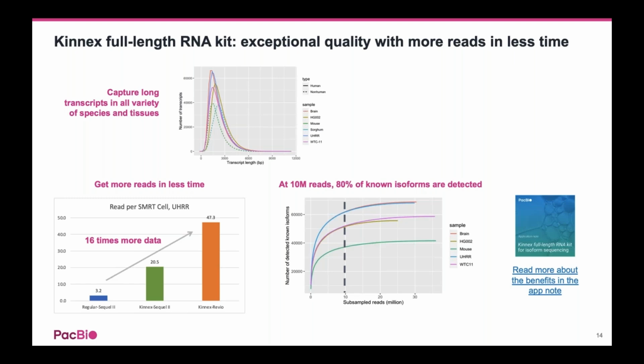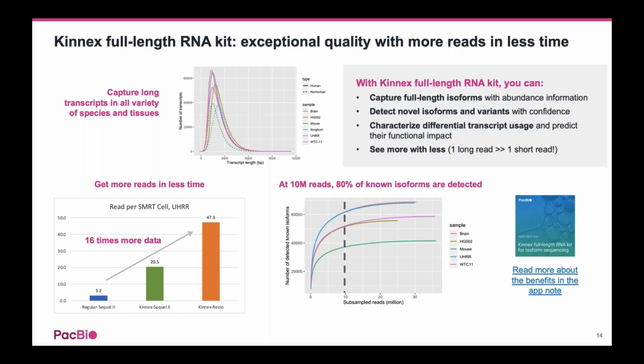Finally, with the increase in reads, we are starting to saturate known isoform detection. In the other graph, we're showing that roughly 80% of known isoforms can be detected with just 10 million reads across different samples. And this is the expected throughput if you are multiplexing 4 samples on a Revio SMRT Cell. So this increase in throughput allows you to capture isoform abundance, detect novel variants, and characterize differential transcript usage.